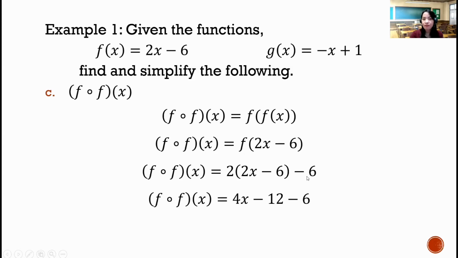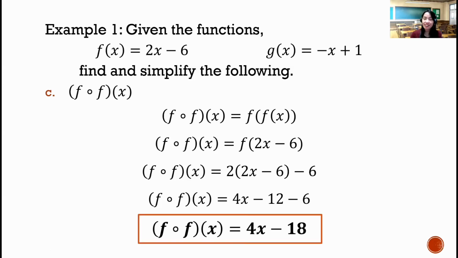Let's simplify. So 2 times 2x is 4x, 2 times negative 6 is negative 12, and then copy minus 6. Final answer, we have 4x, negative 12 minus 6, that is negative 18. That is your final answer.